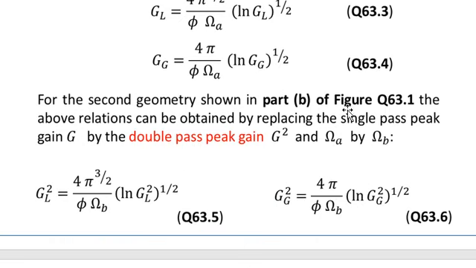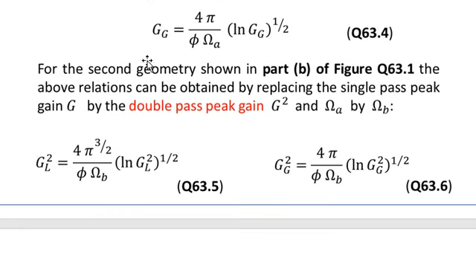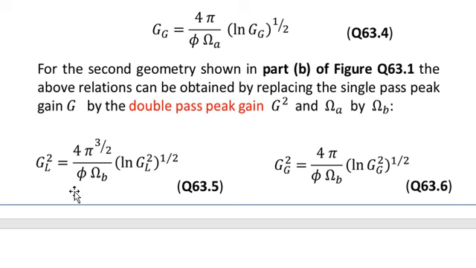Now for the second geometry shown in part B of figure 63.1, the above relationship can be obtained by replacing the single pass peak gain capital G by the double pass peak gain G square, and sigma A by sigma B. So representing capital GL by GL square, and similarly GG square, and sigma A will be represented by sigma B. For the second geometry, we have the relationships obtained from 63.3 and 63.4 respectively, shown in 63.5 and 63.6.